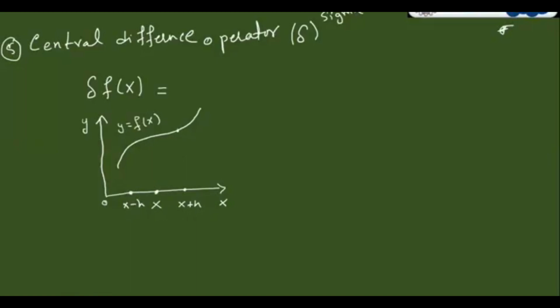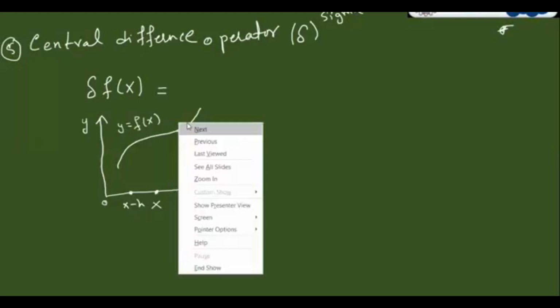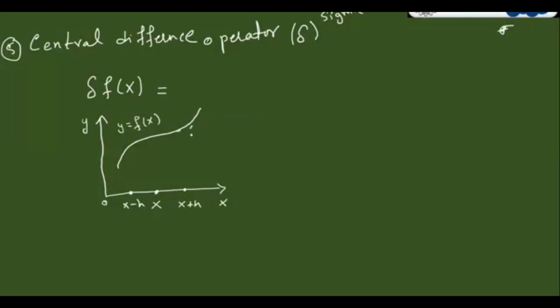If I ask you what the value is here, your answer is f of x plus h. And if I ask you what the value is at the point x minus h, your answer would be f of x minus h, because these points are selected by us and we know this function, so we can plug each point in to get the value. So it is very simple.